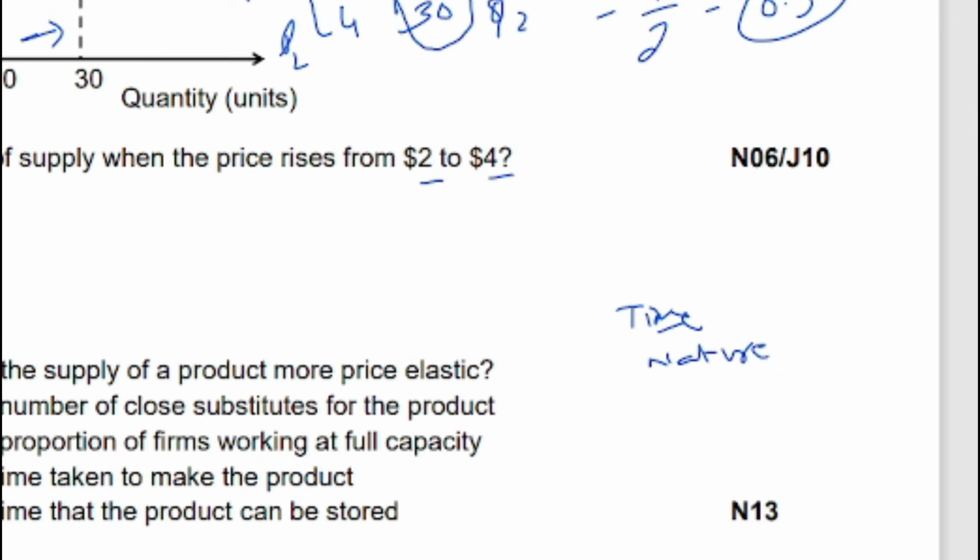The other factor is availability of stocks. If stocks of a product are available in large quantity, it means supply would be elastic. However, if lesser stocks are available, then supply would be inelastic.